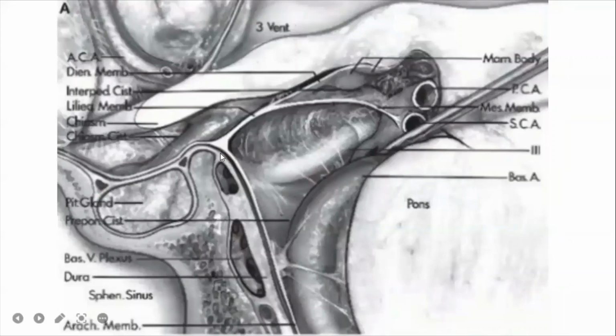This is another figure in which we can easily visualize the liliequist membrane separating into two leaves. The outer, upper leaf is the diencephalic membrane, whereas the lower leaf is the mesencephalic membrane, which adheres to the superior cerebellar artery and curves on the oculomotor nerve. We can also see that this diencephalic membrane separates the chiasmatic cistern from the interpeduncular cistern, and the interpeduncular cistern is separated from the prepontine cistern by the mesencephalic membrane of the liliequist membrane.